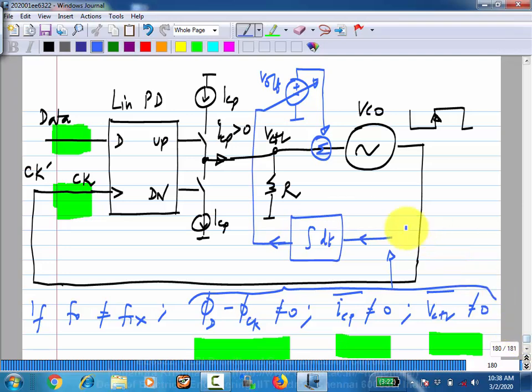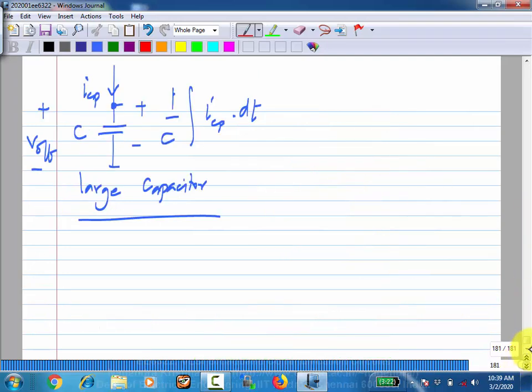So essentially what I want is, I want the integral of this ICP to be added to this V control. And what is this V control? V control is just ICP times R. So I have to add ICP times R to 1 by C integral ICP dt. Okay. So how should I do this?